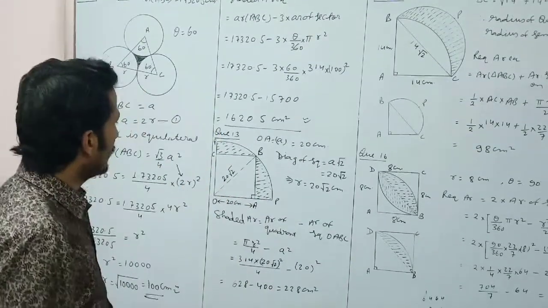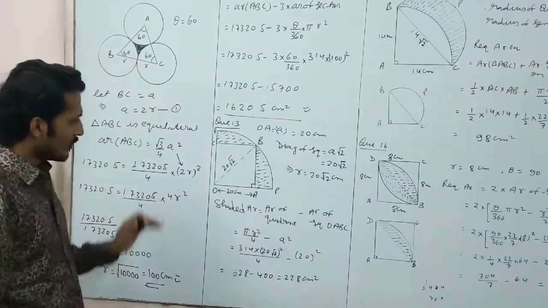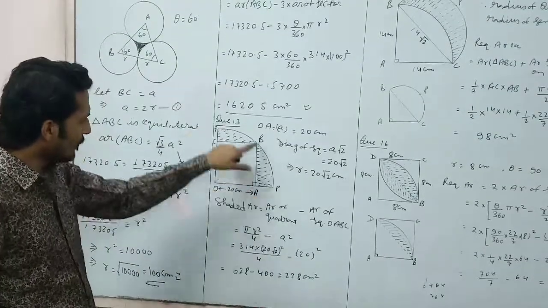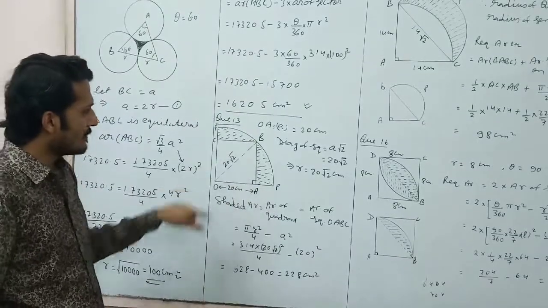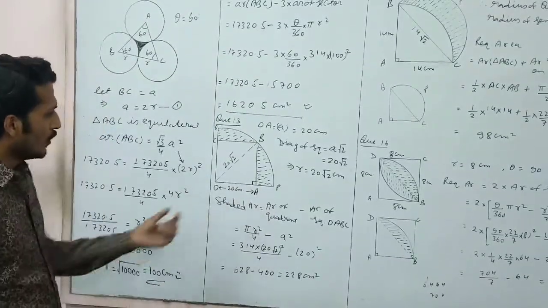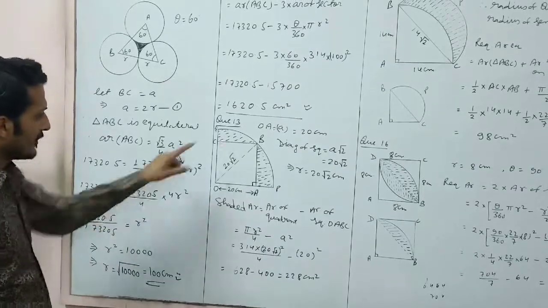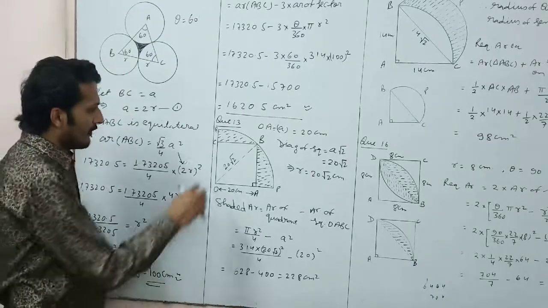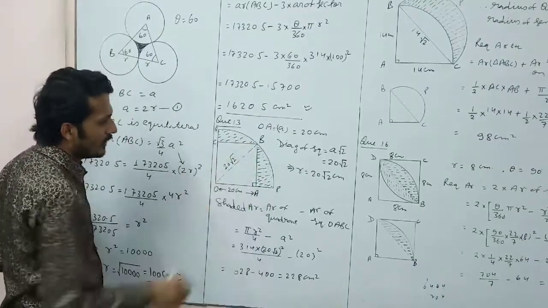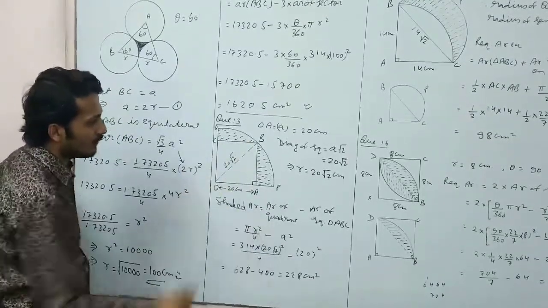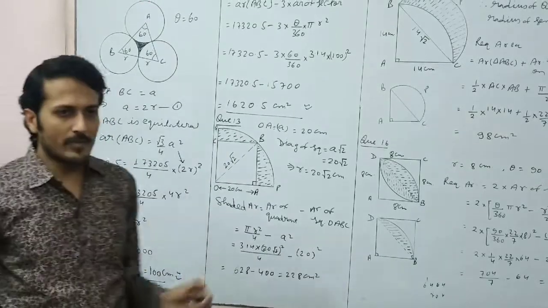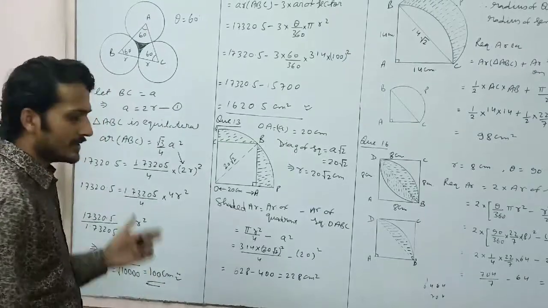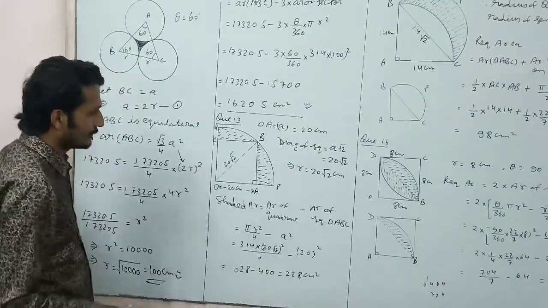Now let's take question number 13. In this question the figure is shown and it is given that OPBQ is a quadrant and OABC is a square whose side is 20 centimeter. We need to find out the shaded area. For that what we will do? We will subtract the area of square OABC from the area of quadrant. But for that we must have the radius of this quadrant which is not given to us. So first find out the radius of the quadrant.